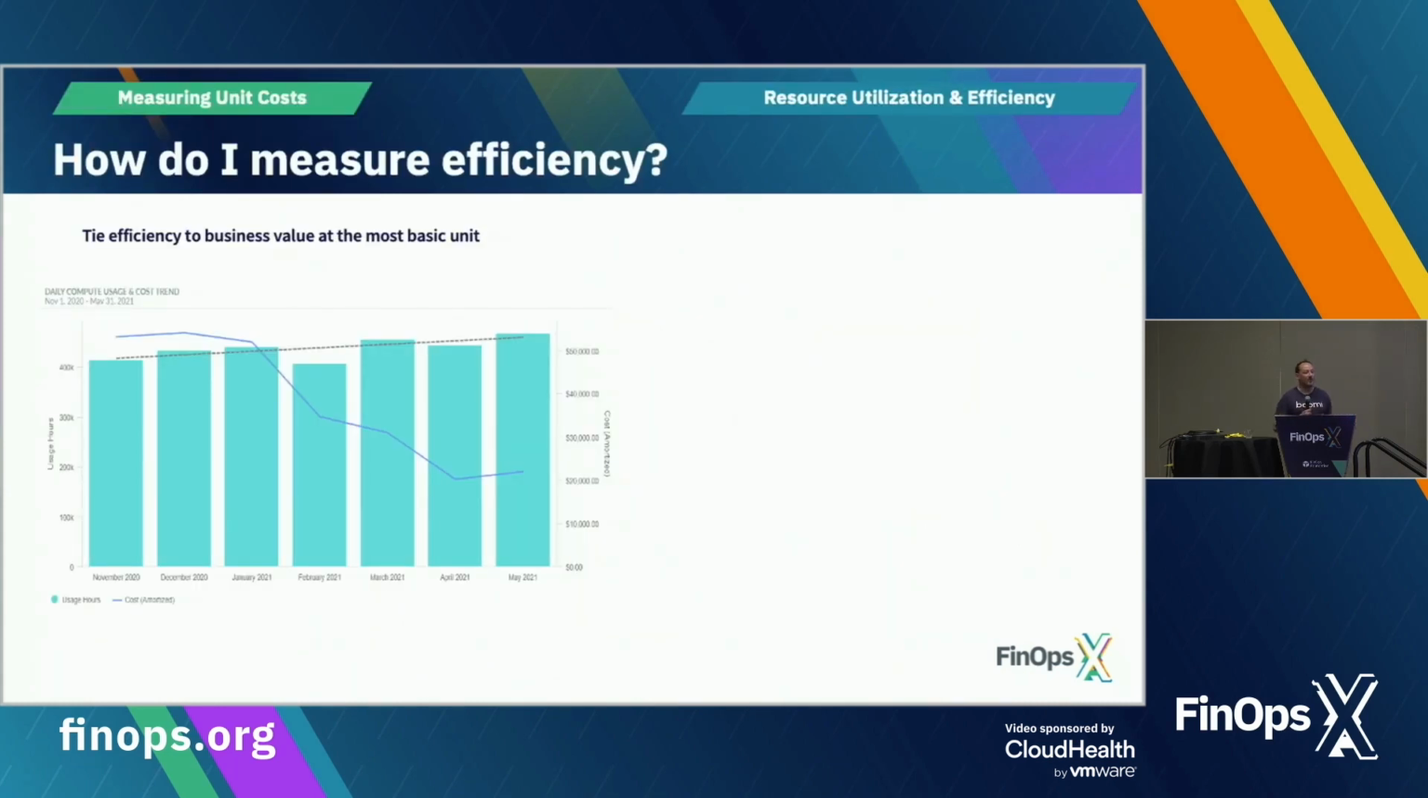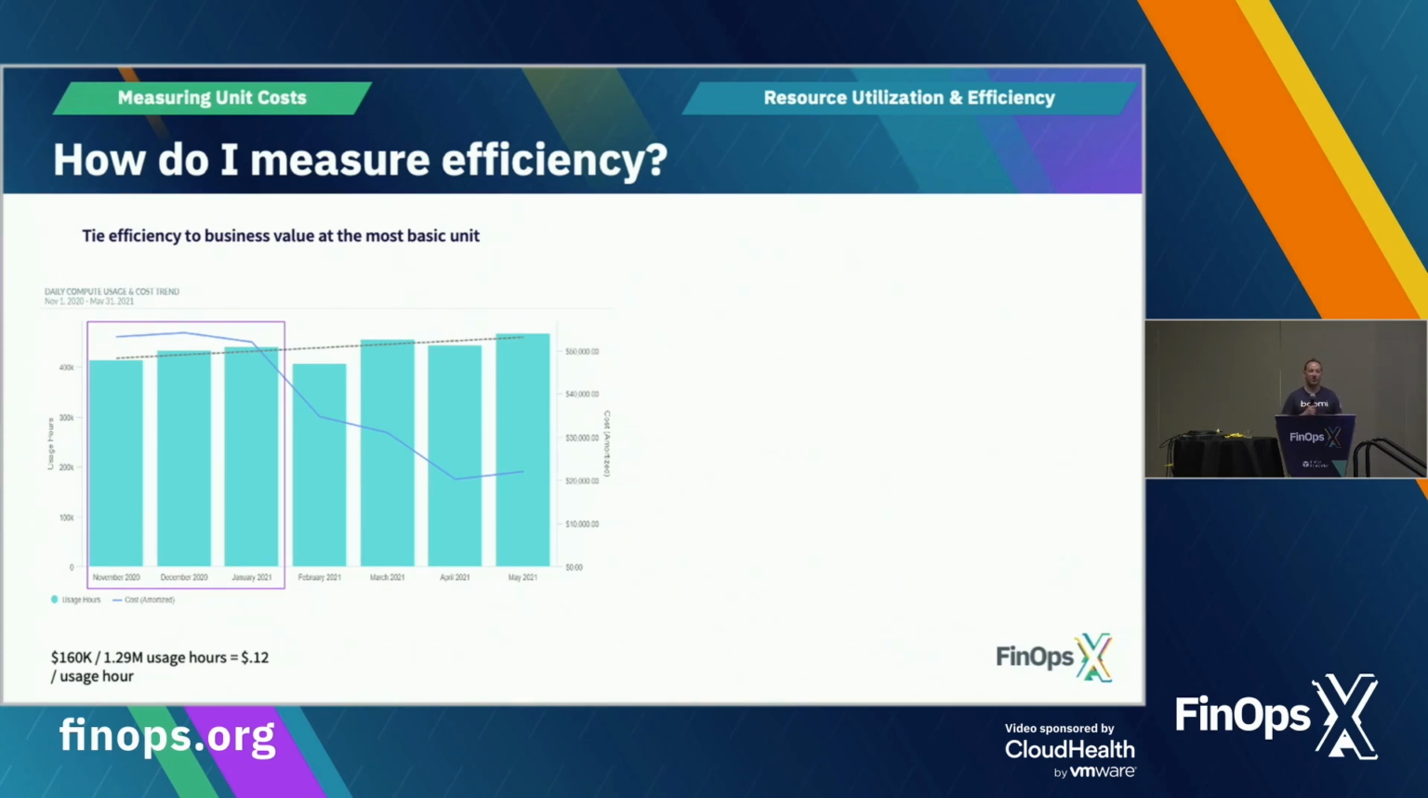So how do I measure efficiency? To set the stage, this is an actual chart from Cloudability from Boomi. In the dark blue, the line, that is cost, and this is measured over the course of 7 months here. On the light blue bars, those are usage hours. So what we can easily do, and this is a very simple EC2-based application, is measure our cost per usage hour.